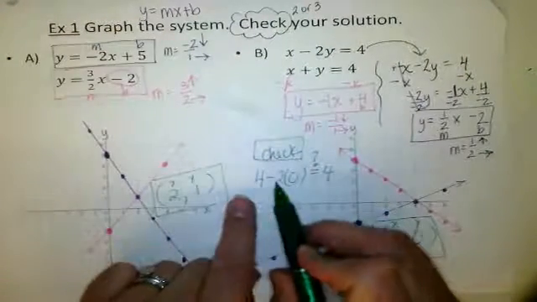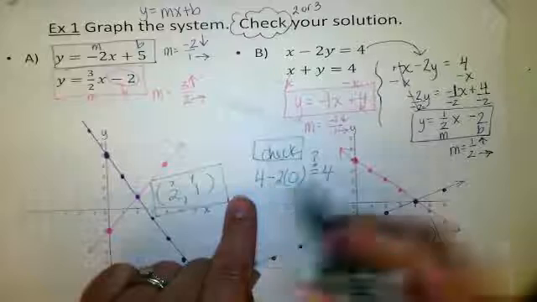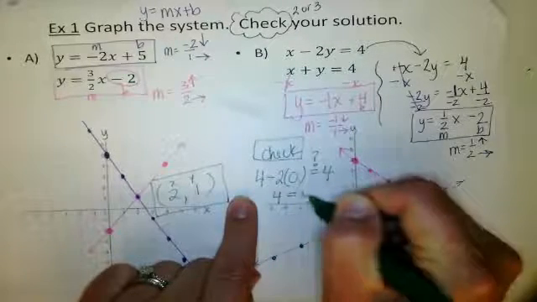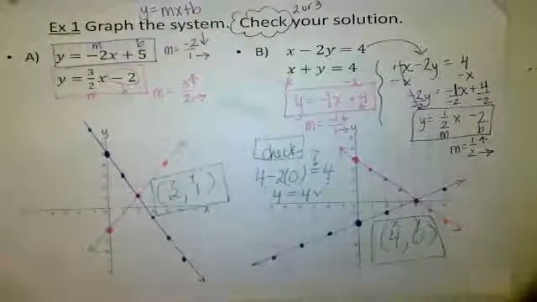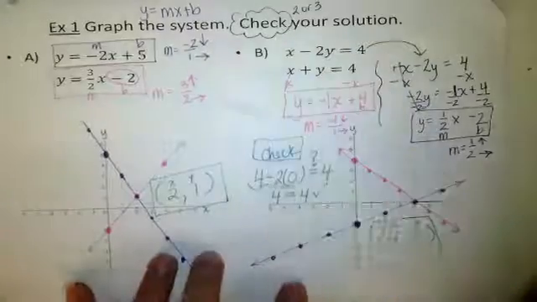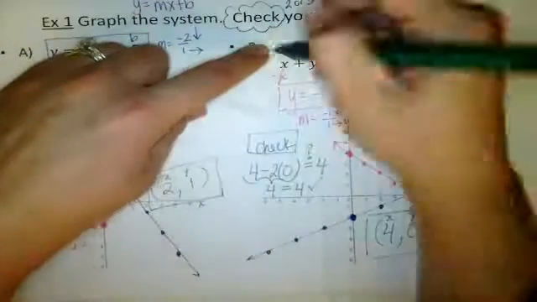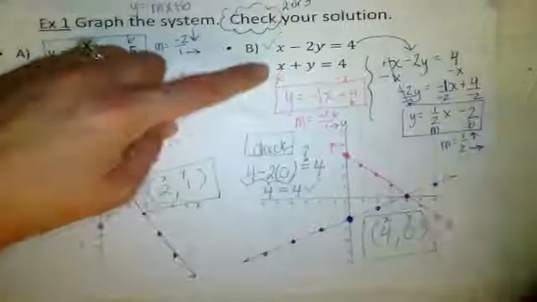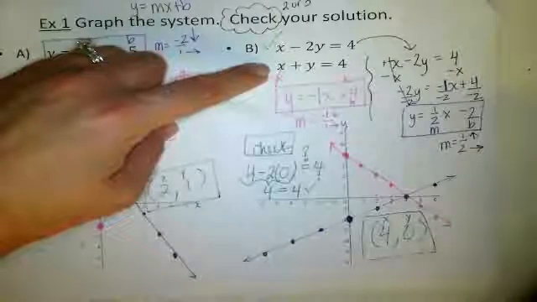So I would multiply. What is 2 times 0? 0. And so we get 4 is equal to 4. The left and the right side balance. So I know I did that right. Now I only checked the first equation. I also need to check the second equation.